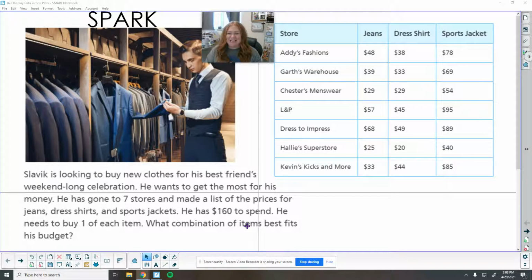And he also doesn't have to shop at just the same store. He does not just have to go to Dress to Impress. He can get his jeans from Addie's Fashions, his dress shirt from L&P, his sports jacket from another place. So go ahead and try some different combinations and see where he could get his jeans, his dress shirt, and his sports jacket from that are as close to 160 as you can get. He wants to get the best quality for his money, and tell me where you got them from.